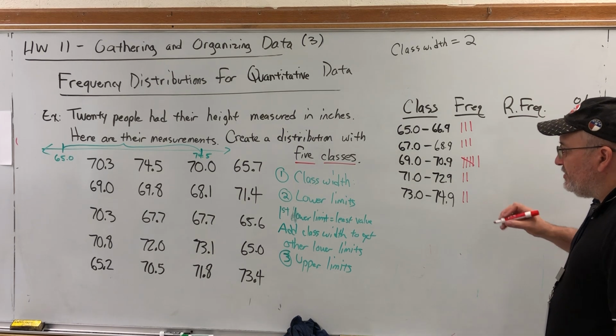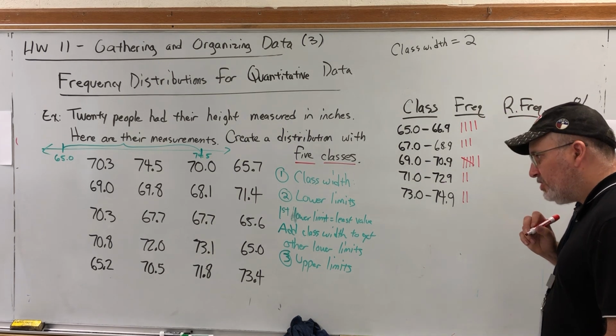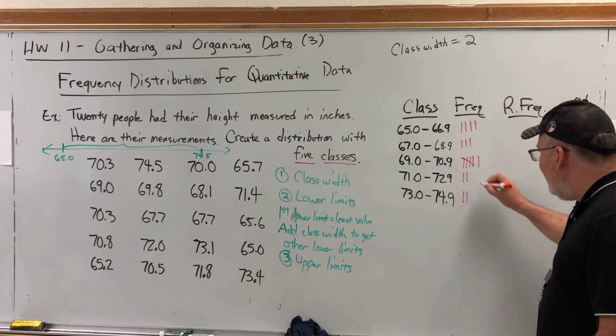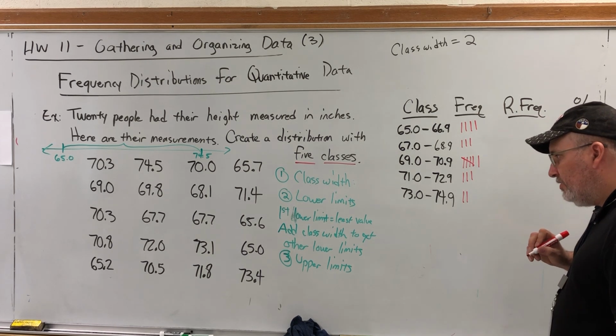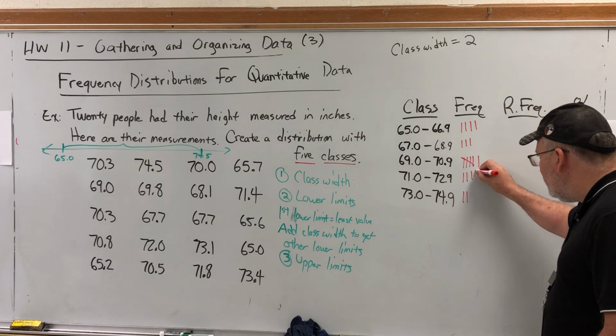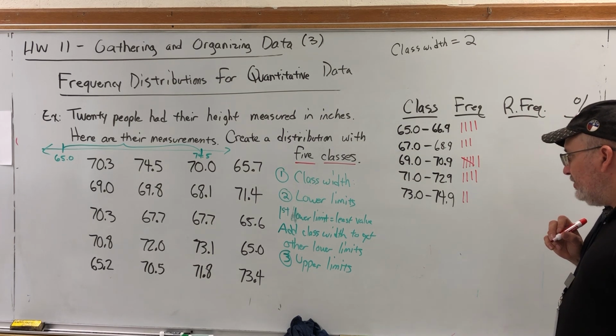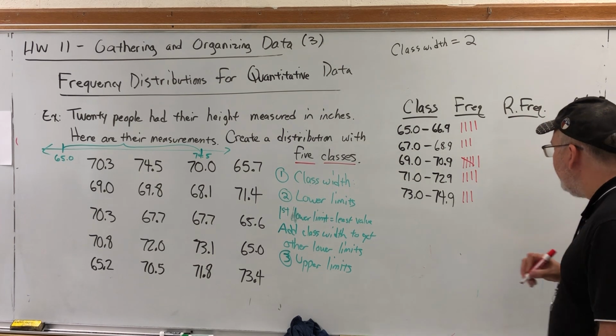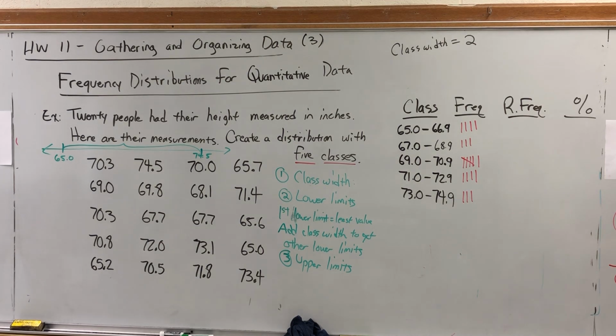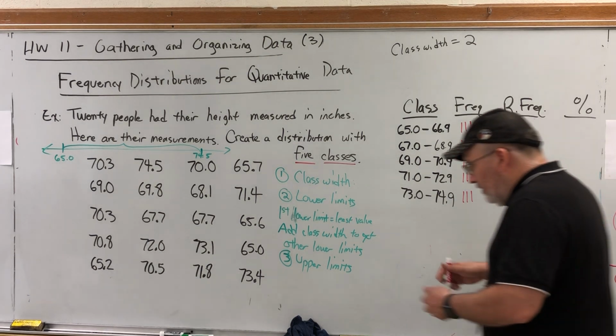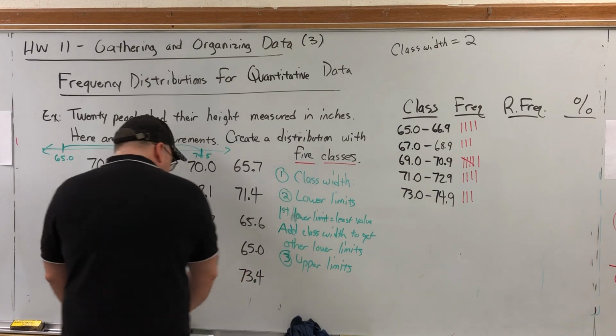Last row. 65.2 belongs to the first class. 70.5 belongs to the fourth class. 71.8 also belongs to the fourth class. 73.4 belongs to the fifth class. There should be 20 up here. I'm going to replace these tally marks with their frequencies.